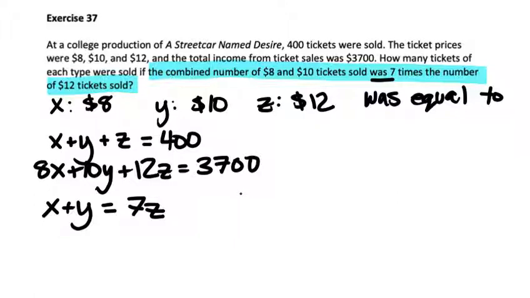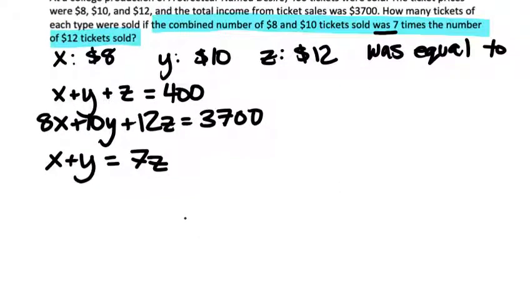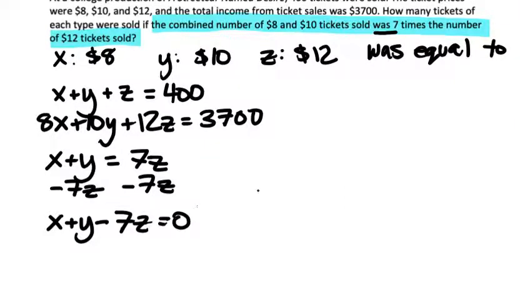Now, in order to solve a system using addition, if you remember we talked about back in section 5.1, we need to have all the variables on the same side of the equation. This third equation does not have all the variables on the same side. I need to move over either 7z or x plus y. It's easier if I move over the 7z, and I do that by subtracting it from both sides. And so that gives me x plus y minus 7z equals 0.